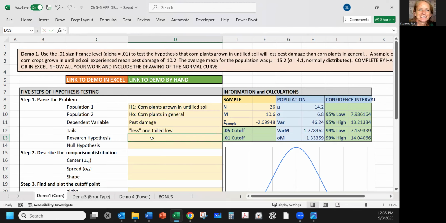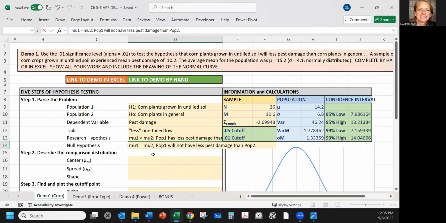Our research hypothesis, I want you to start getting used to writing the shorthand. So for the shorthand, we would just write mu1 is less than mu2. And in longhand, we would write it all out and we would say population 1 will have less pest damage than population 2. And we can copy and paste this for the null hypothesis, just replacing the less than sign with an equal sign, and we'll add this word not here: will not have less pest damage than population 2.